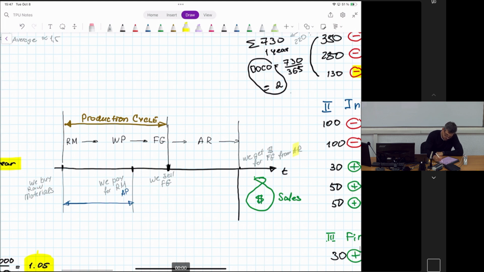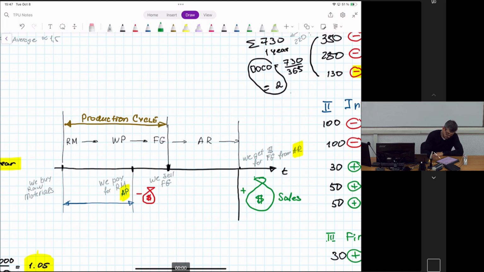So here we receive money from accounts receivable, here we pay money for accounts payable. Okay? And that's the moment in time where we pretty much lose our money. No, doesn't look good. So this is losing money, this is getting the money back. Do you follow me?